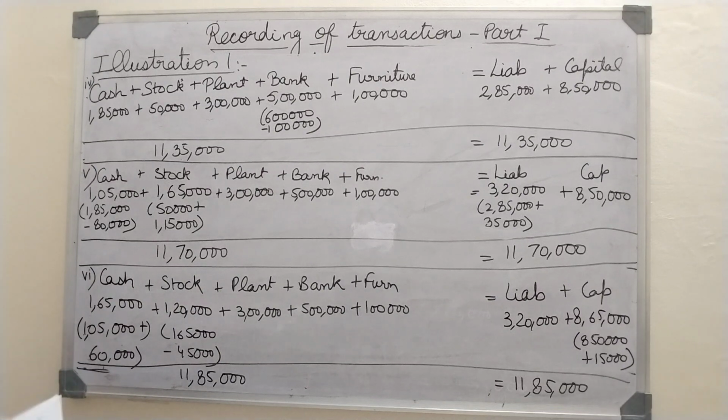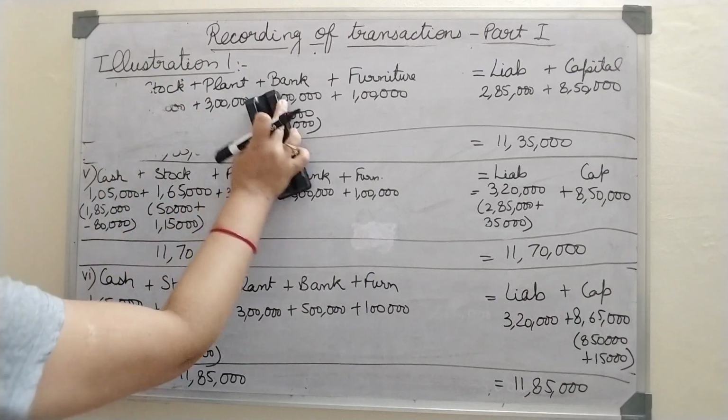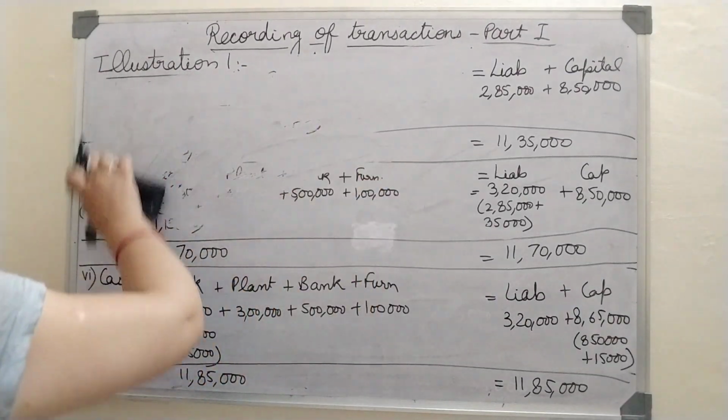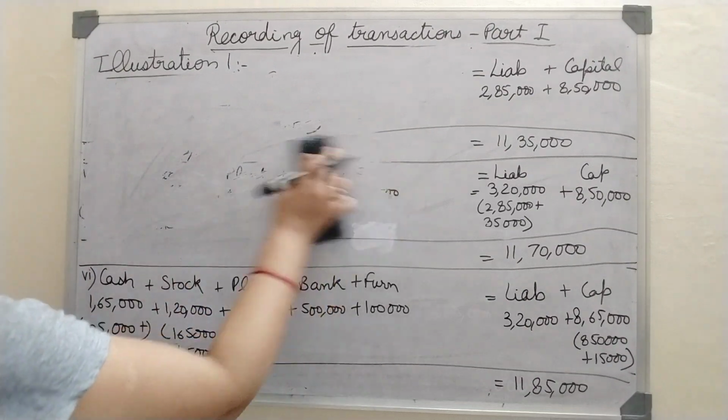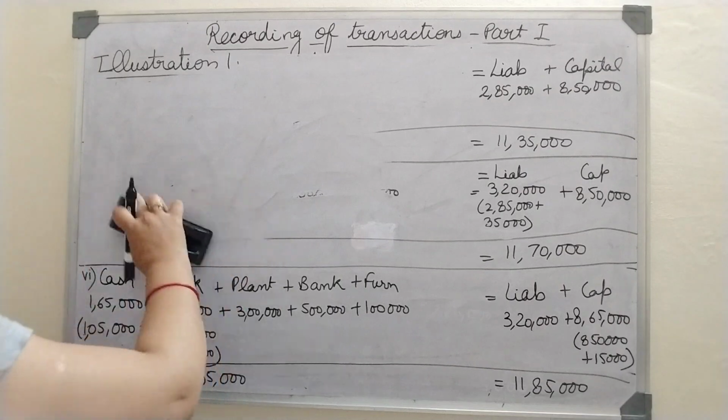Goods costing 80,000 was sold for 1,25,000 on credit. So when I am selling to another person on credit, then I am increasing my debtor. Debtor is the person who will pay me the money at a later date. Okay. I leave the last one so that it becomes easy for us to copy.